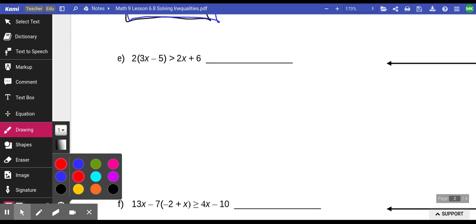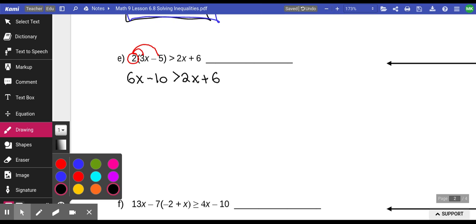Remember that brackets mean multiply. So what we could do is we could take this 2 and we could multiply it by distributing it into the brackets. So that's the first thing we're going to do. We're going to get rid of the brackets by multiplying. This becomes 6x minus 10. I got that because 2 times 3 is 6 and 2 times 5 is 10. The x and the negative symbol stayed the same, and that is now greater than 2x plus 6.